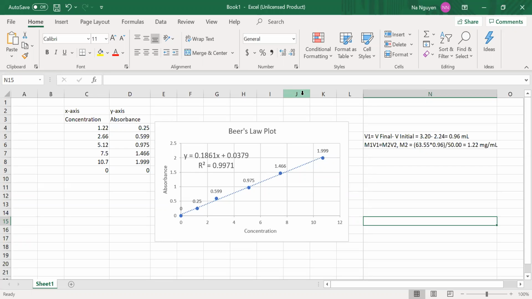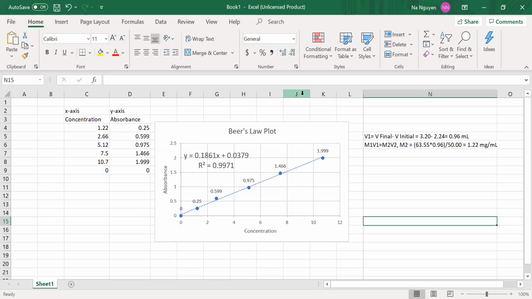Hello. So we're going to talk about the concentration levels that we calculated for each standard solution. And we have here on the right formulas that we use to calculate V1, which is the volume delivered. To do that, we calculate it via the formula V final minus V initial, which is right here on the right side, 3.20 minus 2.24, equals 0.96 mLs. And that's our V1. And we use that in our second formula to get the M2.